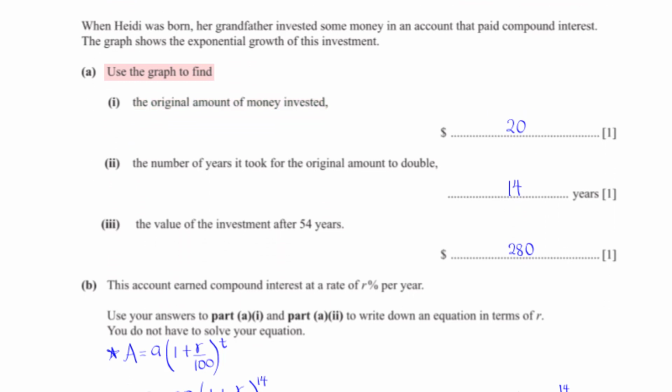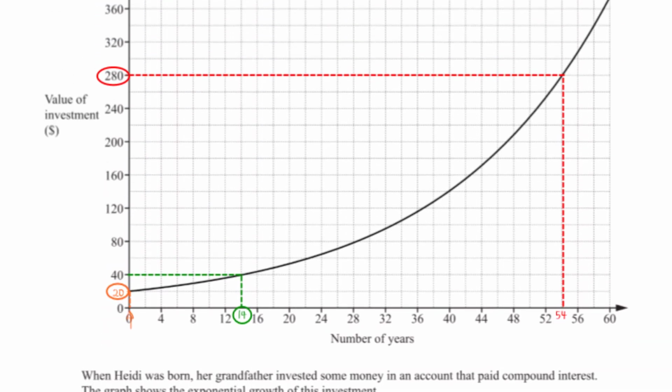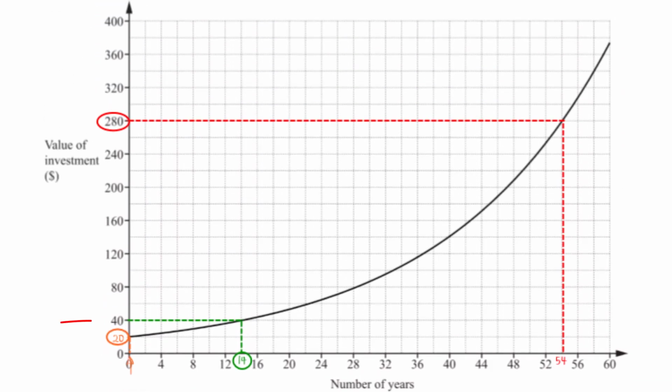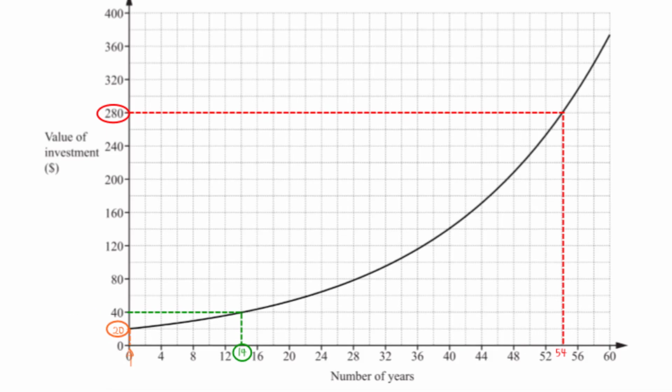Use the graph to find the number of years it took for the original amount to double. If the original amount of money invested is $20, double of this amount will be $40. And so when we map $40 on our graph, we get 14 years.